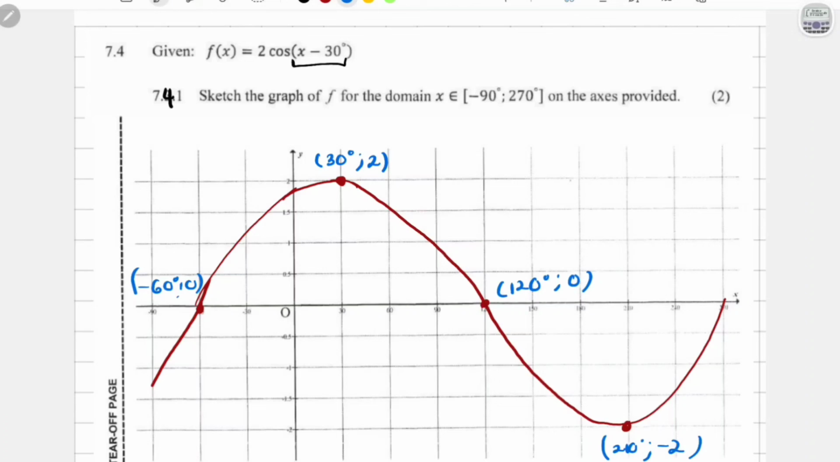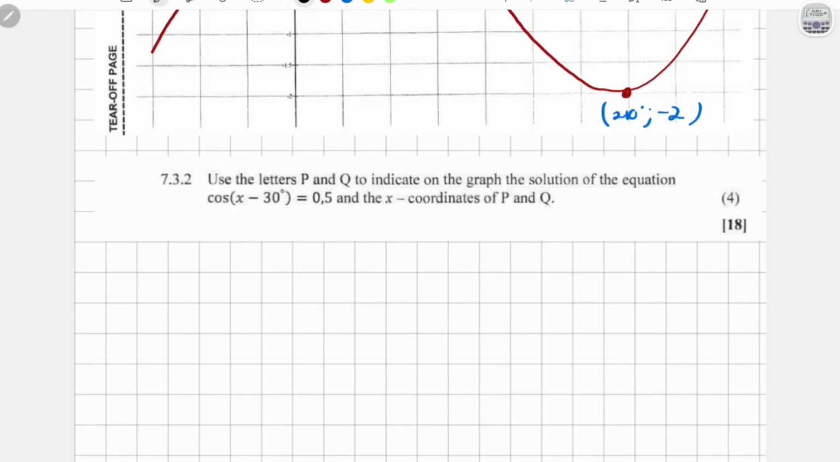Moving on to 7.4.2, which is the last question for this paper. Okay, so 7.3.2, they say use the letters P and Q to indicate on the graph the solution of the equation, and this is the equation they give us. Cos of x minus 30 degrees is equal to 0.5. Okay, and the x coordinates of P and Q. So we just need to tell them the actual x coordinates of P and Q and indicate where they're going to be, okay, on the graph.